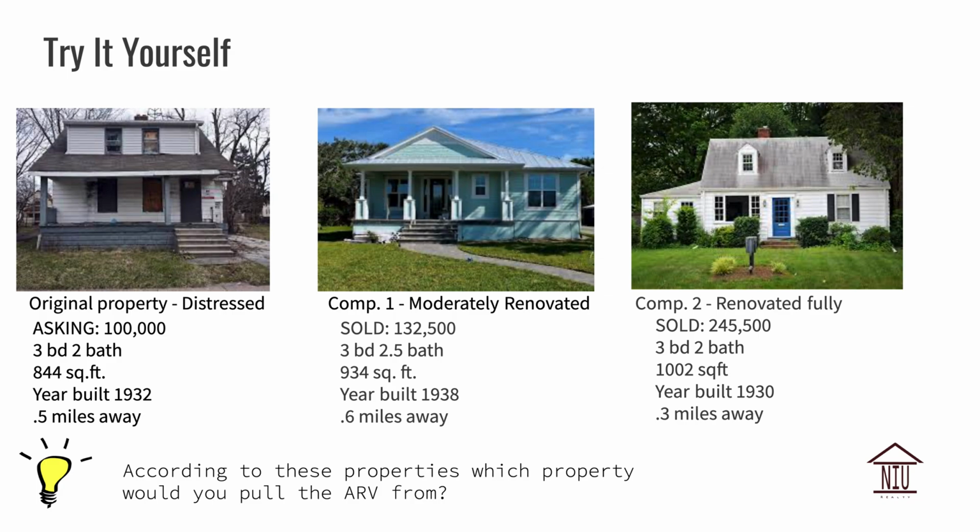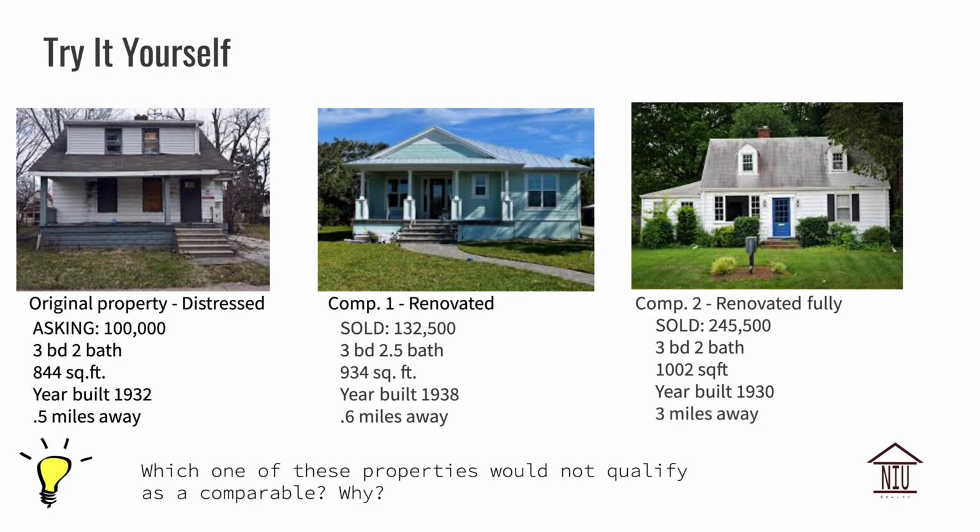For this property, I would either take the average ARV for these properties, or I would pull it from comp 1 because that's closer in square footage. The other one is a little far in square footage. It's 1,002 square feet, so it's a little more than I would personally like, but if there were no other comps in the area, I would still use comp 2 for the ARV.